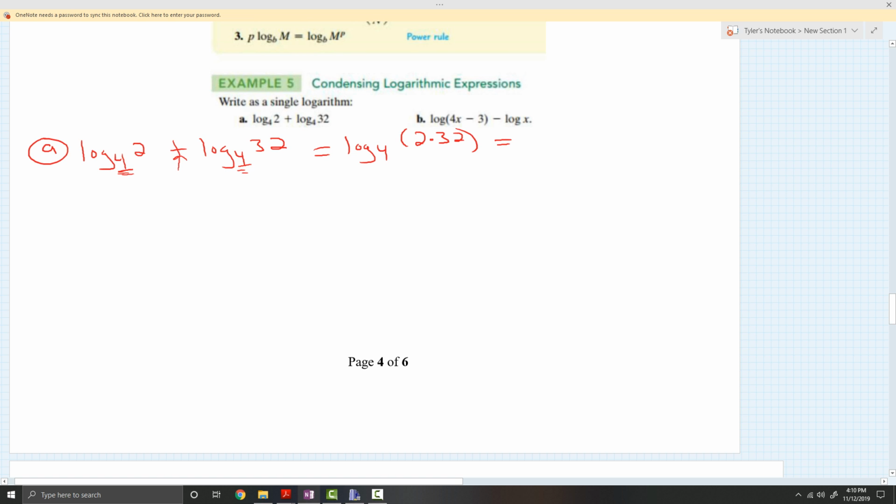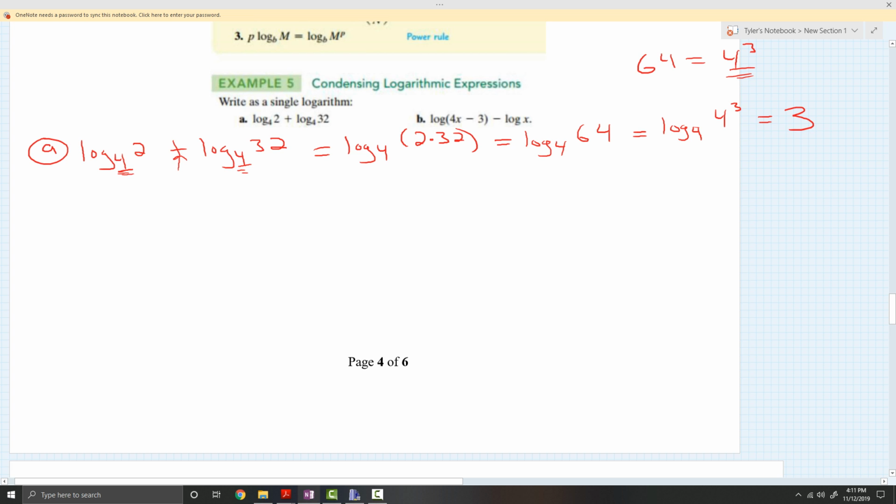So I can rewrite this as log base 4. 2 times 32 is 64. And it turns out that 64 is 4 cubed. The reason I'm interested in this is that it has the same base as what we're working with in the logarithm. So this would be the same thing as log base 4 of 4 cubed. Now I have a cancellation property, so this just becomes 3, just the exponent in that case. So part A, this whole thing just equals 3.